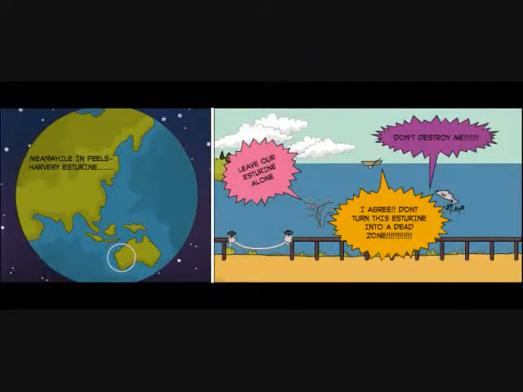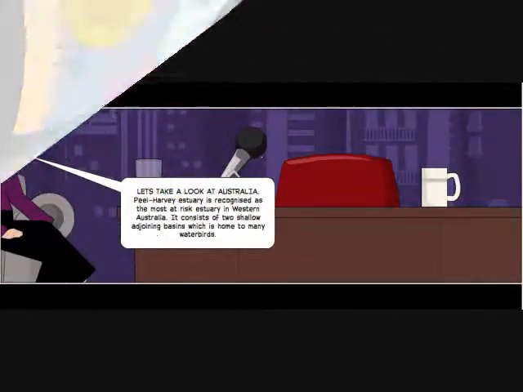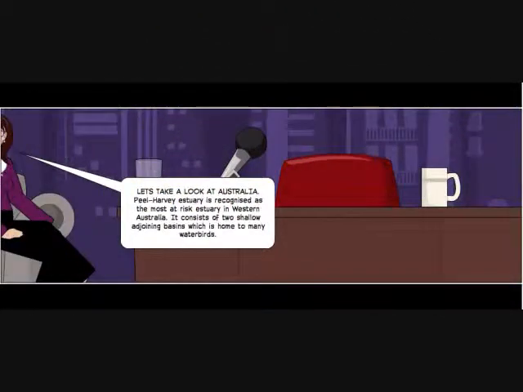Not many of you are aware of the eutrophic state of the Peel-Harvey estuary, but let me tell you a little bit about it. Peel-Harvey is recognized as the most at-risk estuary in Western Australia. It consists of two shallow adjoining basins which are home to many waterbirds. Due to the proliferation of macroalgae and toxic algal growth, there are suggestions that the eutrophic state of Peel-Harvey will only continue to shift. The most common evidence of eutrophication occurs in the Peel region of the adjoining basin, where an excessive amount of inorganic nutrients and Cladophora has increased.